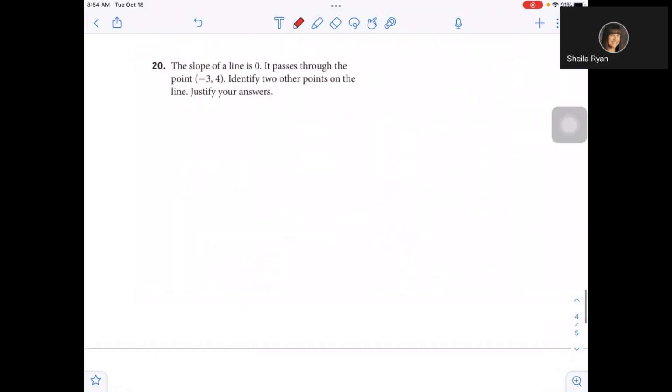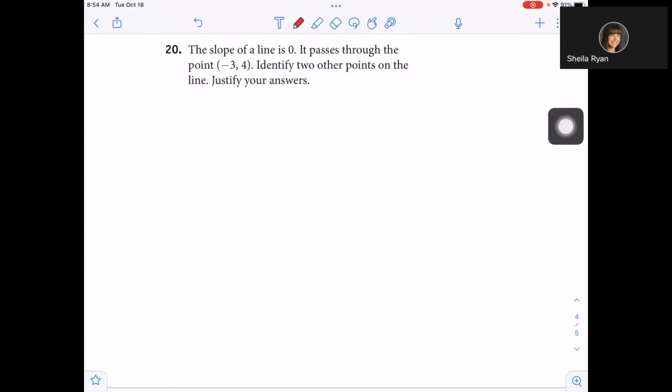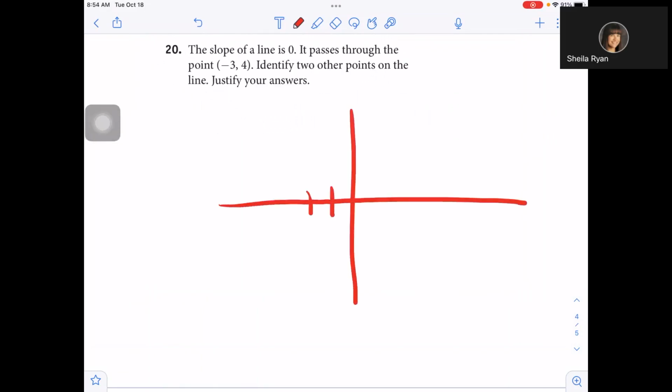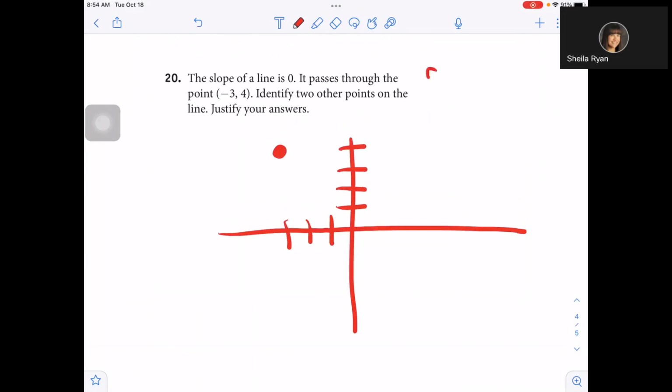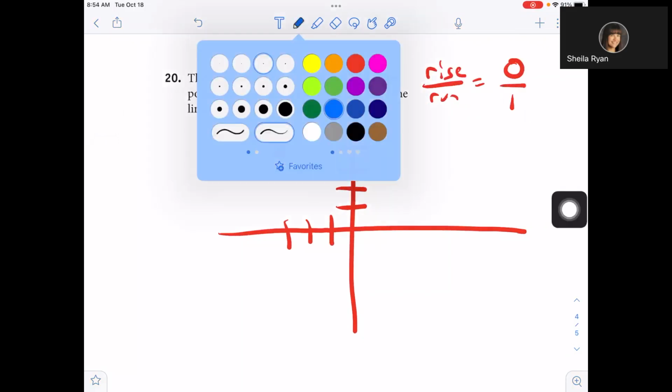Okay, and our very last question, number 20, it says the slope of a line is 0. It passes through the point (-3, 4). Identify 2 other points on the line and justify your answers. So it passes through the point (-3, 4). And maybe you remember what this line looks like from yesterday. If the rise over run is 0, remember you can put an invisible 1 in the bottom. So it's like you're not rising at all, but you are running 1.